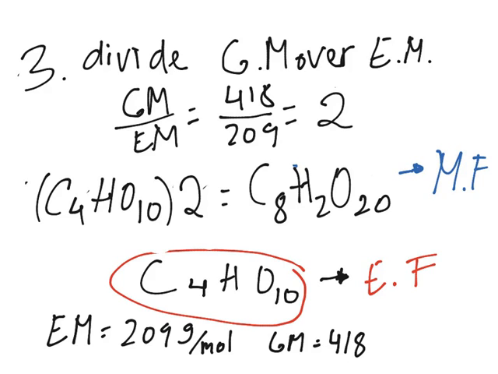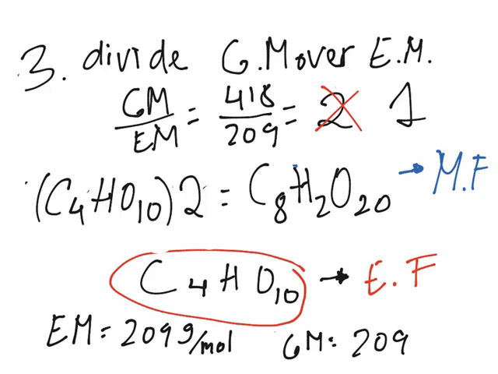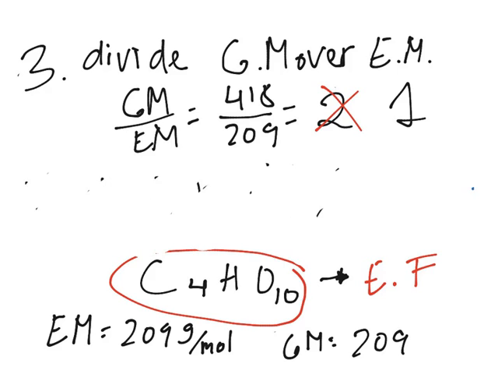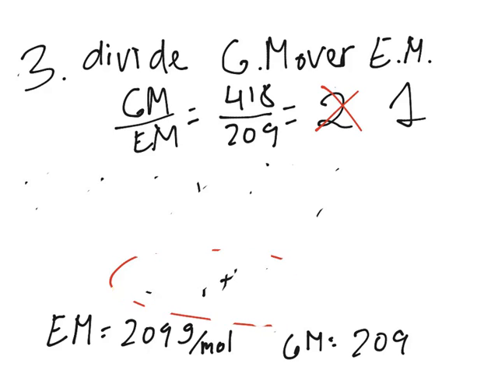However, if the given mass was the same as the empirical mass, so it would have been 209, you would have gotten 1 instead of 2. So if you multiply this by 1, you will get that the molecular formula is the same as the empirical formula.